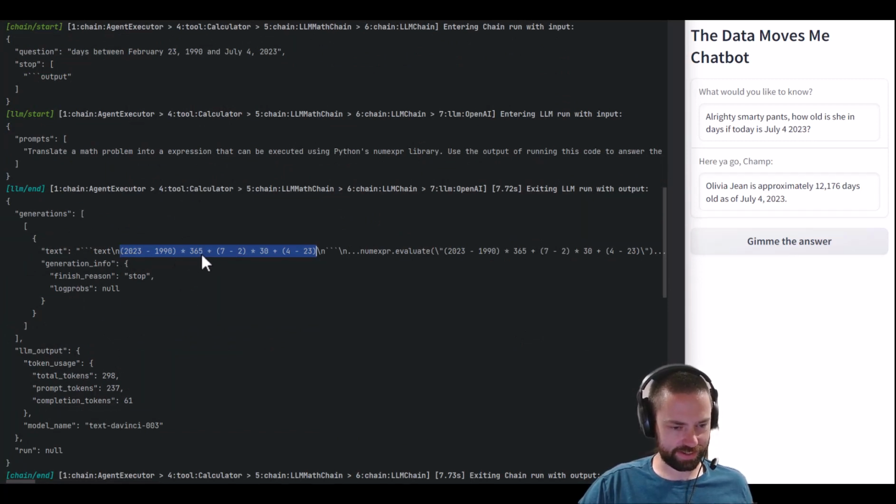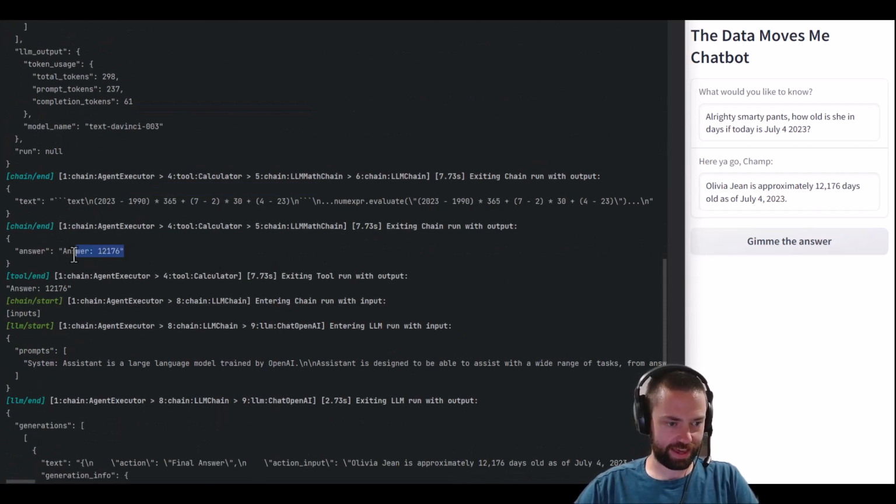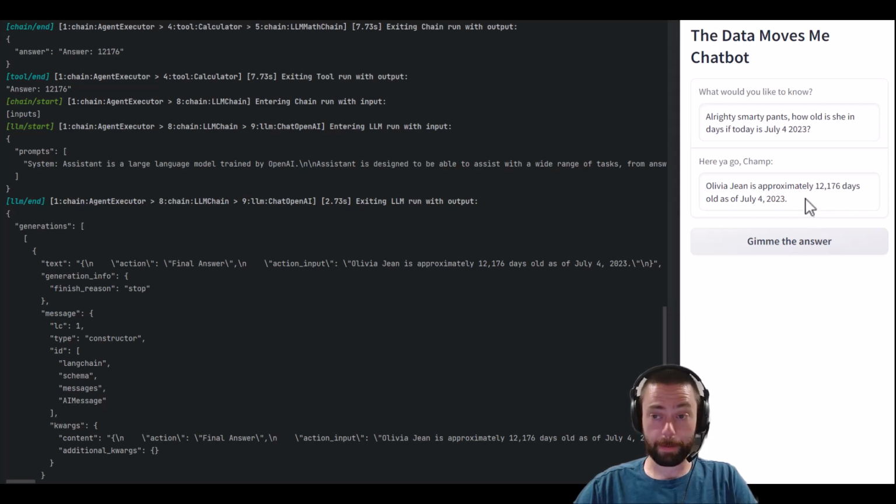It's kind of a sketchy math equation where we say take the number of years times 365, the difference of months times 30, and the difference of days. And not all months have 30 days, not all years have 365 days, but still interesting. And then we calculate that using the Python runtime to get 12,000, and there we go, 12,000 days as of July 4th, 2023. Pretty cool.